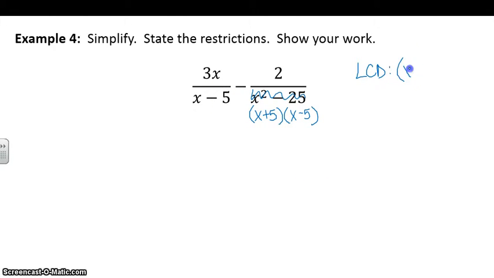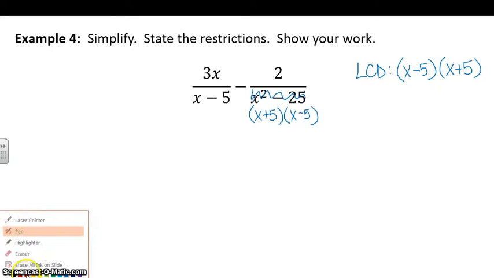So then my least common denominator, so notice they both have x minus 5, so we need that. And then one of them has x plus 5 and the other doesn't, so then we also need to include the x plus 5. Now we do not need to include x minus 5 twice. Since it's already there once, you just need to put it up once. So then my least common denominator is going to be both of these parentheses.